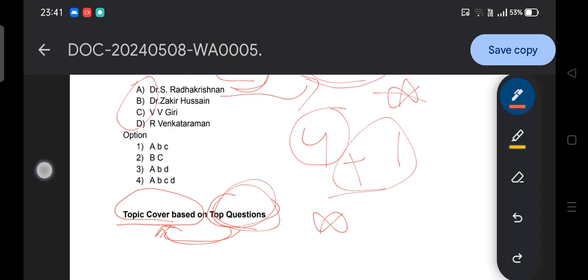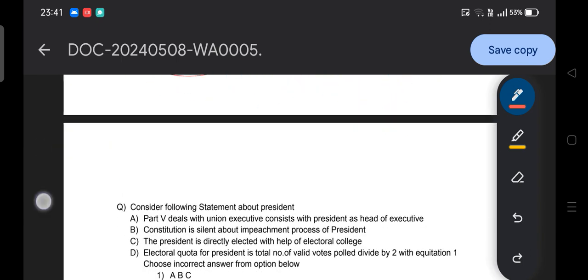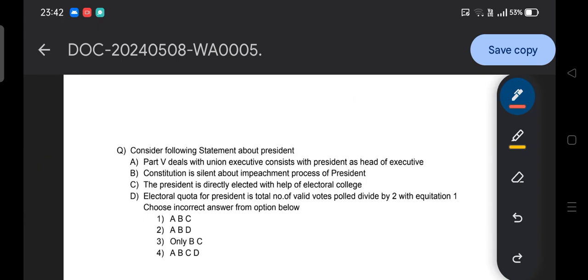Okay, so without delay, let's start our discussions. The question in front of you is regarding the President. With this question, we will try to understand the concept and different things regarding the President. The question: consider the following statements about the President.